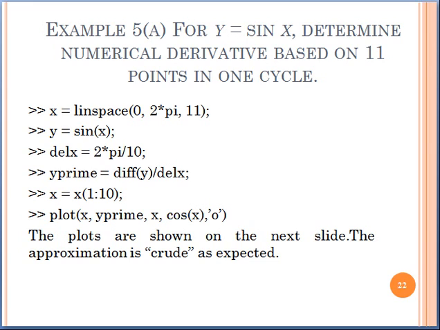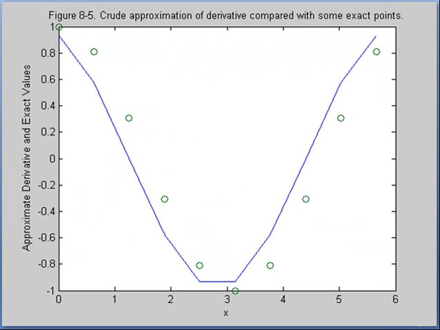Okay, now the another step will be defining the function y. Y is simply sine of x, so we can define it easily. Now for del x and y prime, del x will be 2 pi by 10, and y prime will be differentiation of y by del x. Now we can define the x points, that is 1 to 10, and then we can plot it. So this is the plot of the function.